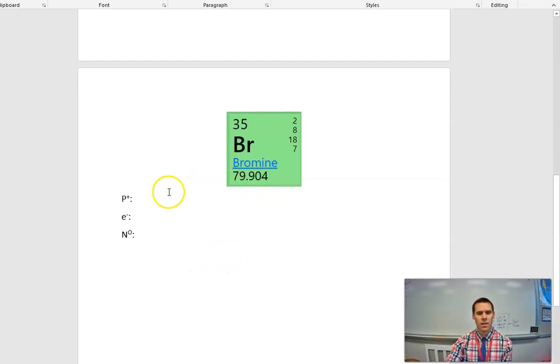And then for the last one, identify how many protons, electrons, and neutrons are in the element bromine. Now that you've selected your answers, let's go over it. The atomic number is 35. So we have 35 protons, or 35 positive charges. That must mean in a neutral atom we have 35 negative charges, 35 electrons.